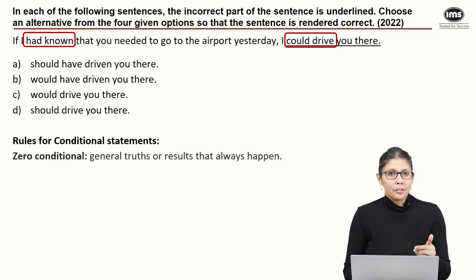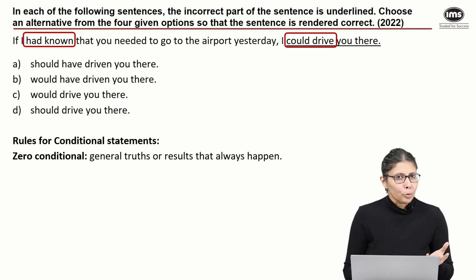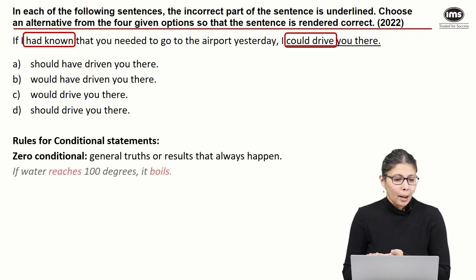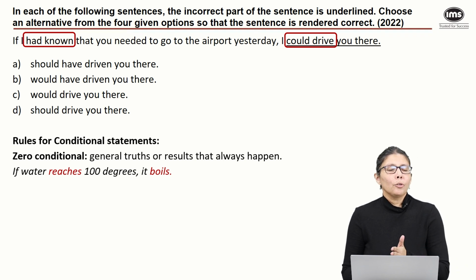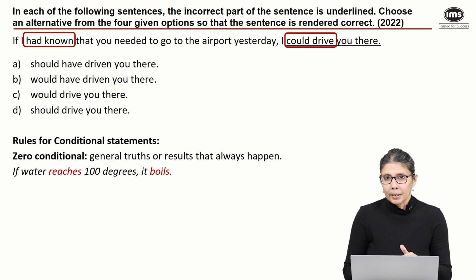Now, the first conditional is what we call the zero conditional. We use this for anything that happens all the time. It is a general truth. If this happens, something else also happens. For example, if water reaches 100 degrees, it boils. So, in this case, we're using the simple present tense in both parts of the statement, the if part and the then part. But that is not the situation we have here. So, this is not the rule that applies.